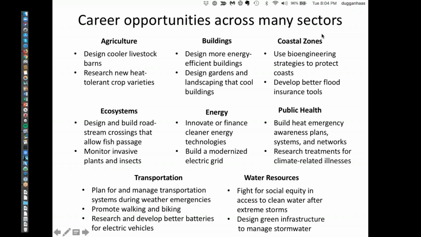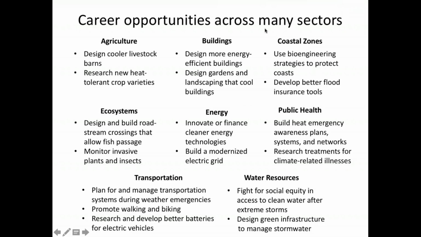And finally, water resources. We need people to fight for equity and access to clean water after storms, people to design what's called green infrastructure, so again, using nature to manage stormwater. These are just a few examples, but there's a lot of work to be done, and a lot of work that students can do in the future. And to me, I think this can help build hope in the sense that students can do something about climate change. So I will turn it over to Don again.